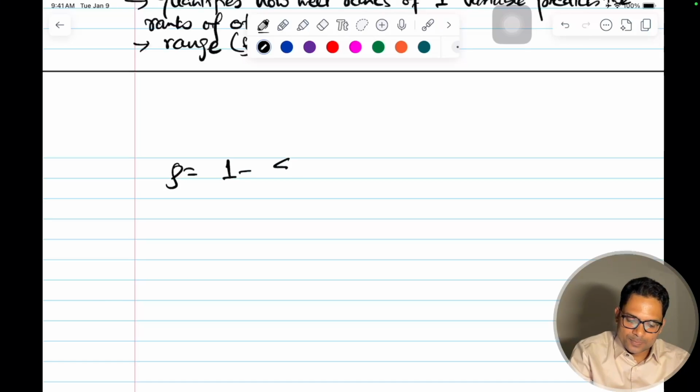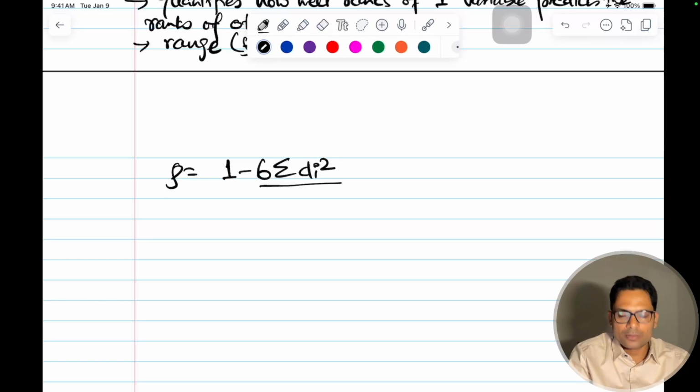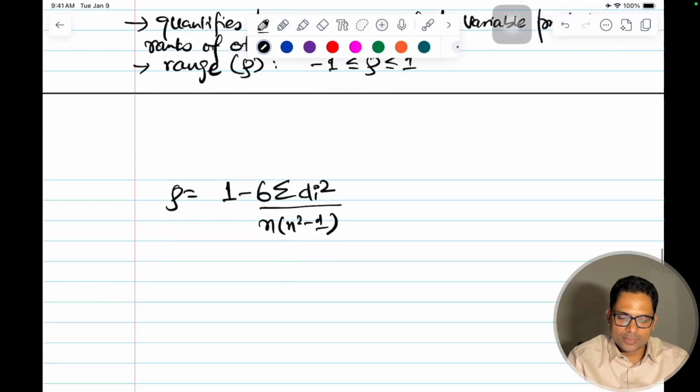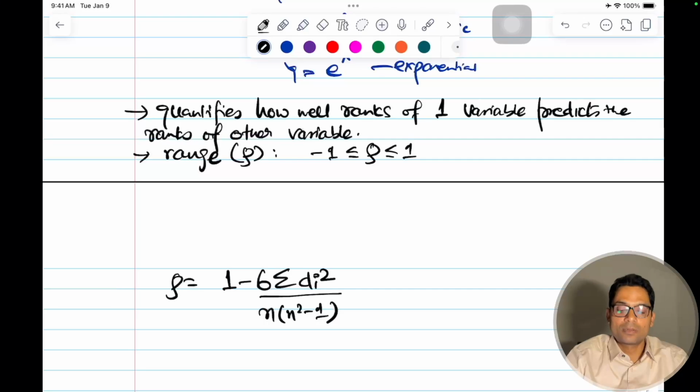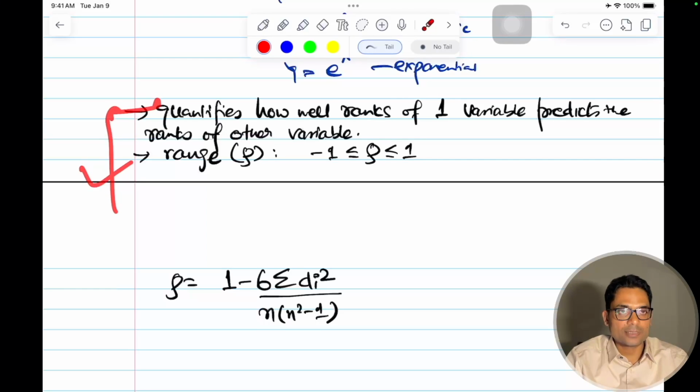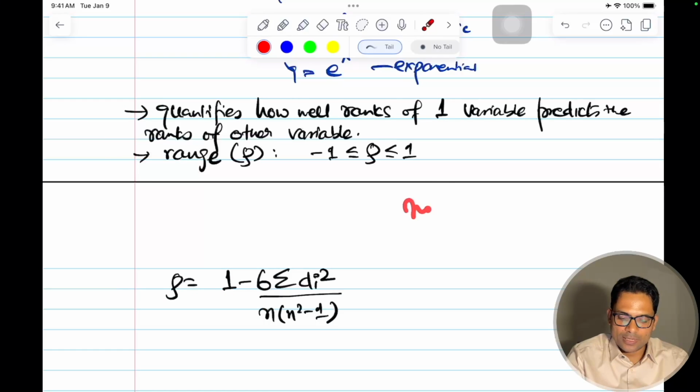1 minus 6 times the sum of di square, divided by n times (n square minus 1). I'll not go into the derivation of this, but I'll tell you what it means. This is one formula. It is used wherever the data is categorical or ordinal, where some order is there in the data and it is not just numeric like 1, 2, 3. Then we use Spearman's rank, where we have ranks and ordering.